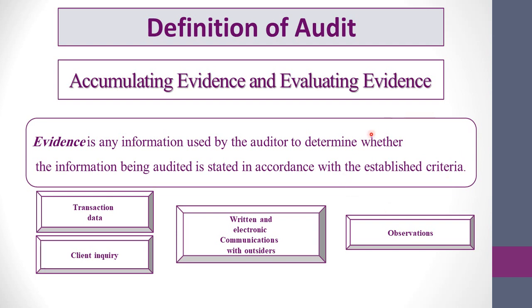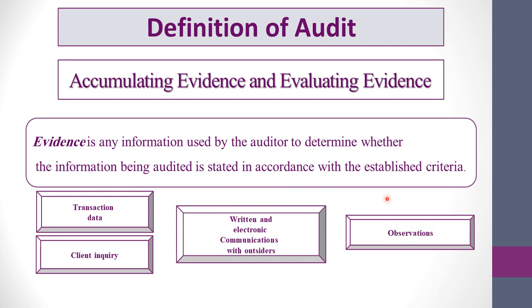احنا قلنا ايه هي established criteria. We mentioned before what is the meaning of the established criteria. Established criteria are rules and regulations and standards that should be followed when preparing financial statements. So evidence is any information, any kind of information you should accumulate, you should gather as an auditor to be sure that the information being audited is according with the established criteria.